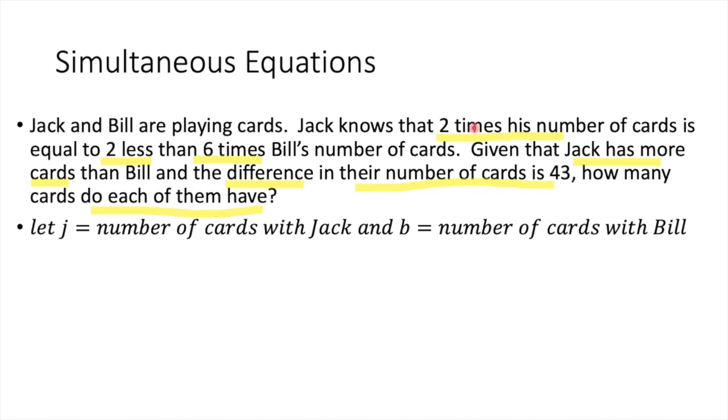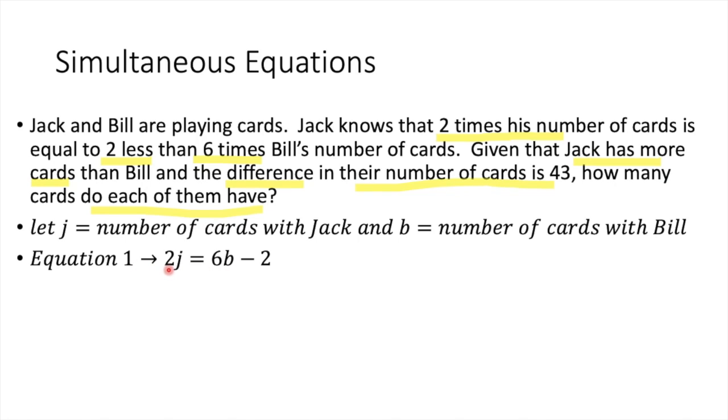And the question states that these two values are equal. So 2j is equal to 6b minus 2, and that is our first equation. After writing this equation, we see that we can easily isolate j here and write it in terms of b, since 6 and negative 2 are both multiples of 2.